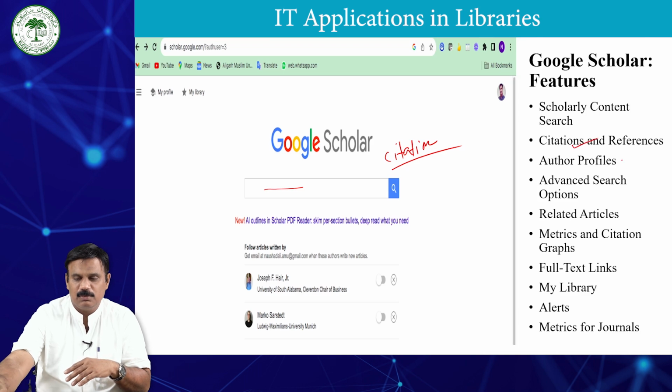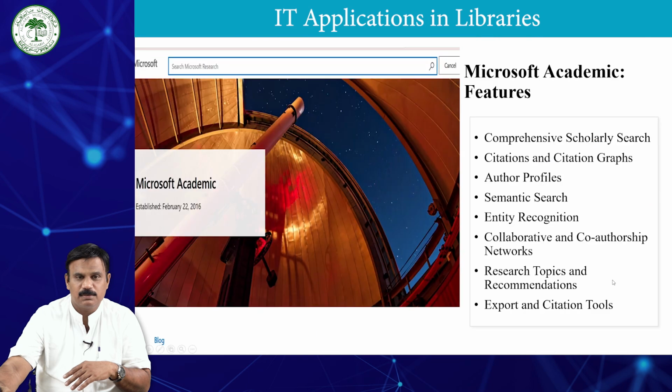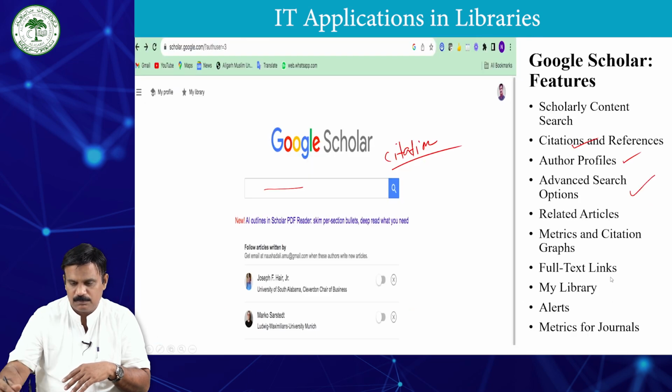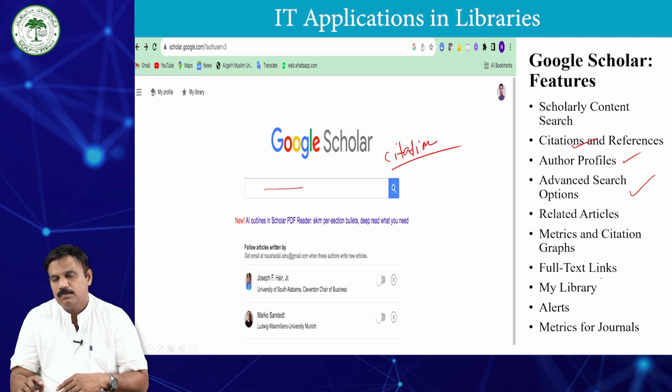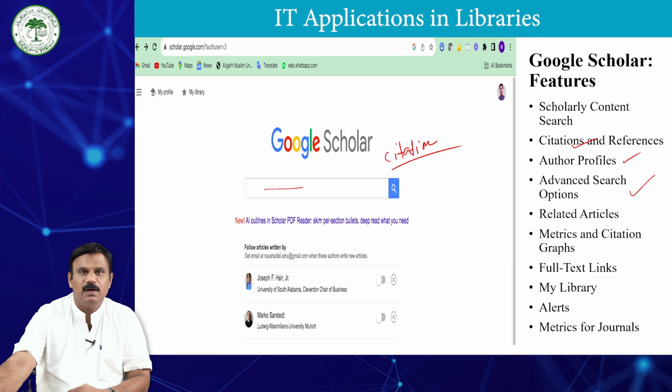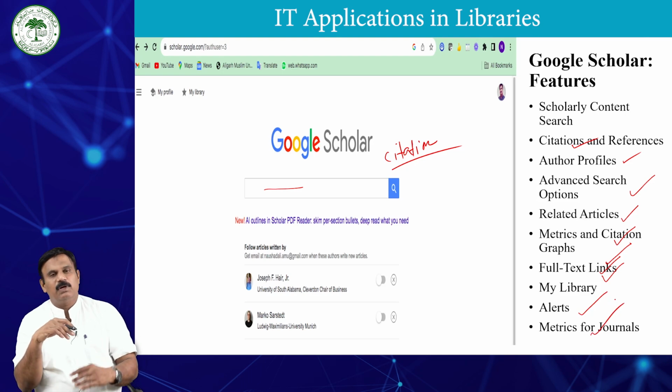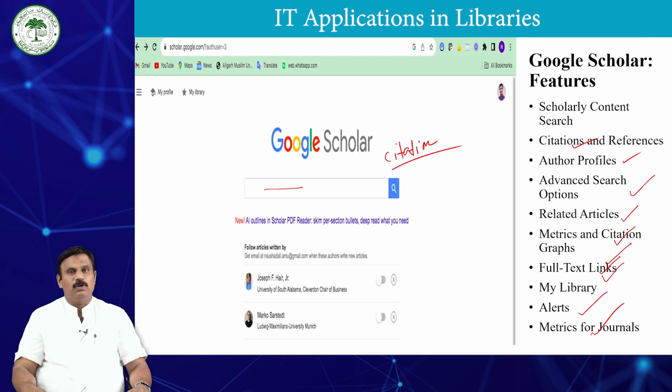Citations and references will be there, author profile, advanced search options, related articles, metrics and citation graphs, full text links, my library, alerts, metrics for journals. These are the major features of Google Scholar.